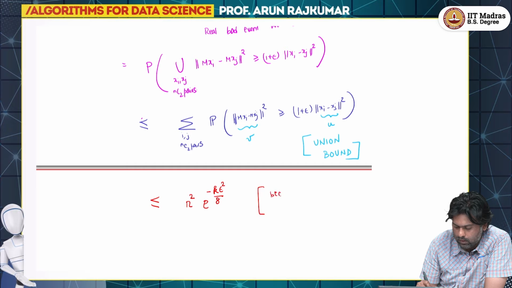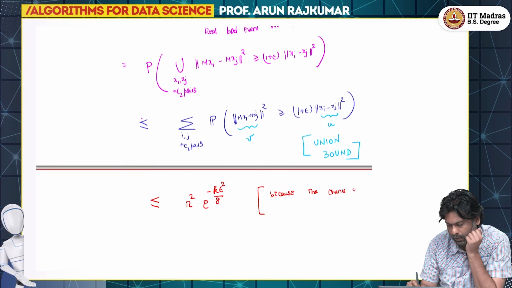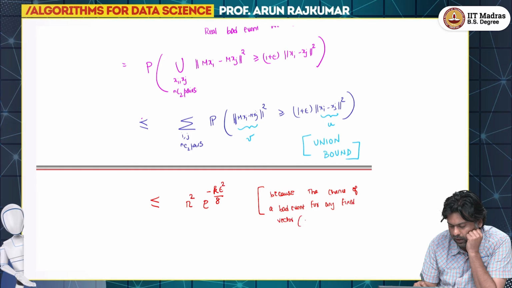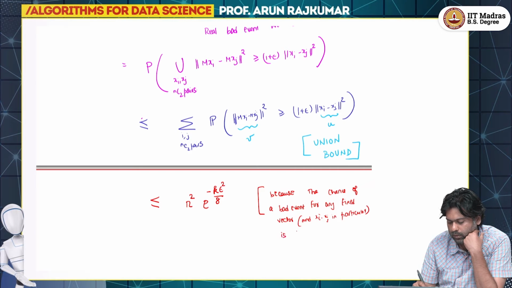Because the chance of a bad event for any fixed vector xi minus xj, in particular, you can take any ij and then you can think of xi minus xj as that fixed vector, and for that we have already proved that it is bounded by e power minus k epsilon squared by 8.